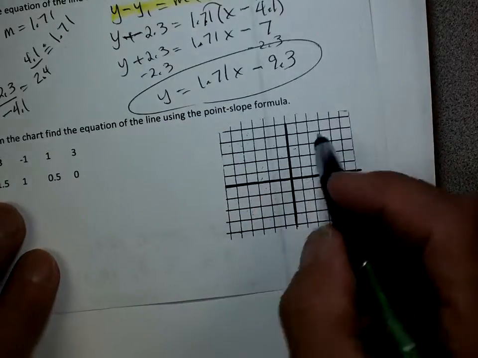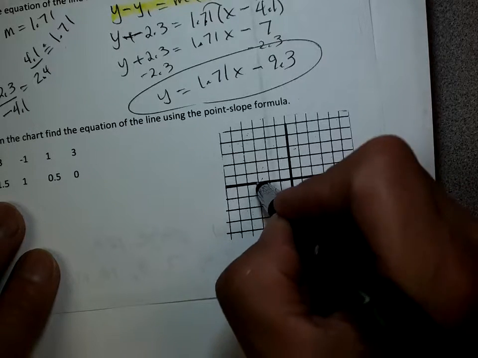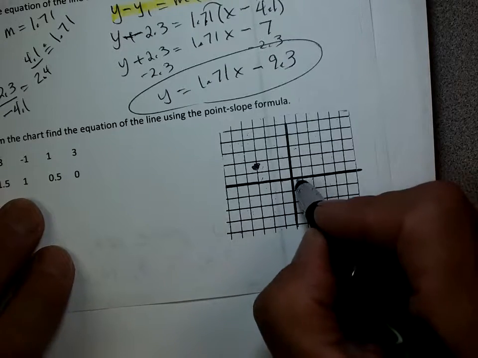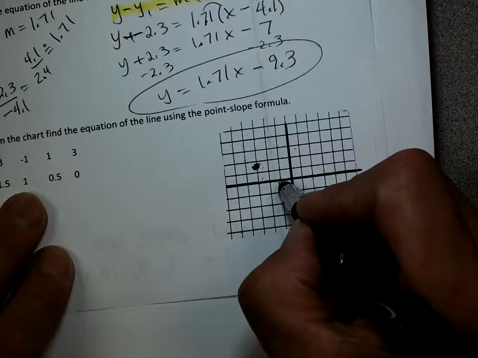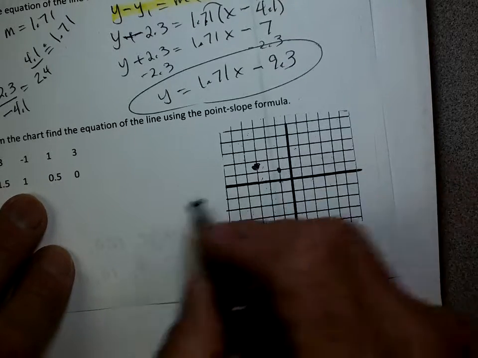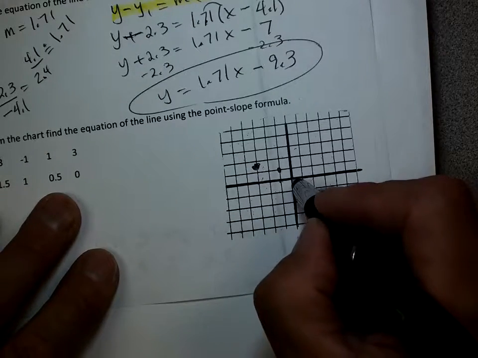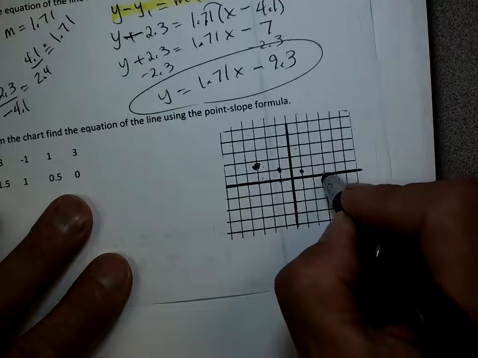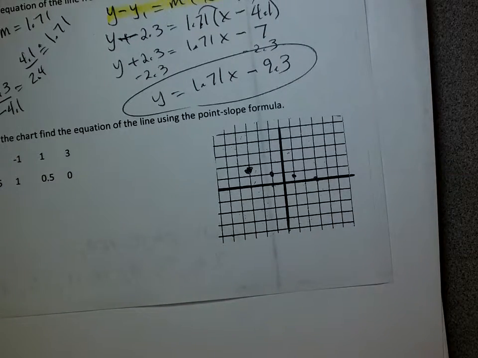We've got a negative 3, 1.5, about there. We've got a negative 1 and 1, okay? X, Y, right? I got a 1 and a 0.5, about there. And I got a 3 and a 0. Okay, it looks to me like it's pretty linear. It does.